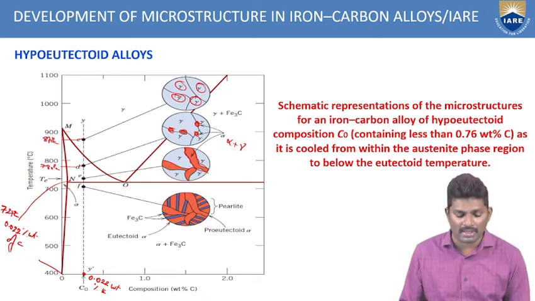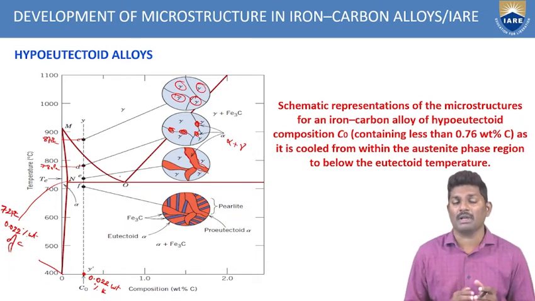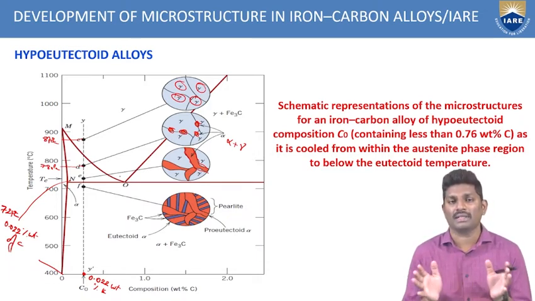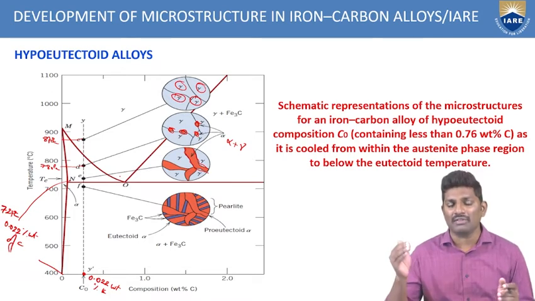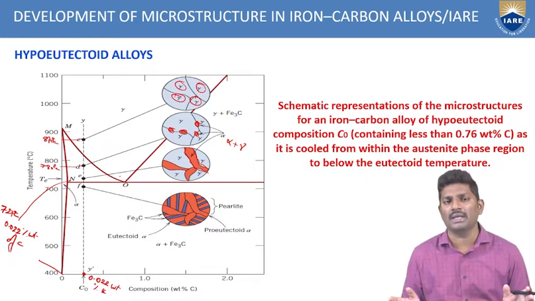So up to the eutectic temperature, it is slowly converting. But once it crosses the eutectic temperature, what is the eutectic temperature here? 727 degrees centigrade. After crossing that eutectic temperature, there is some drastic change in the microstructure.